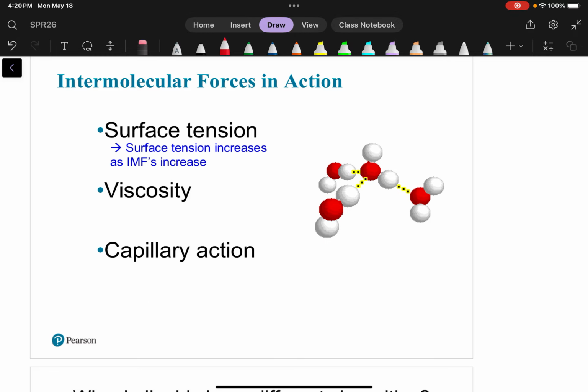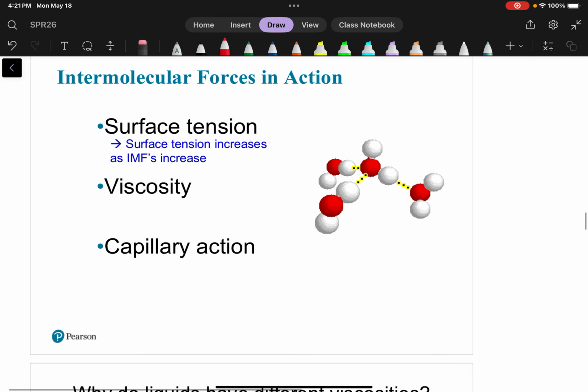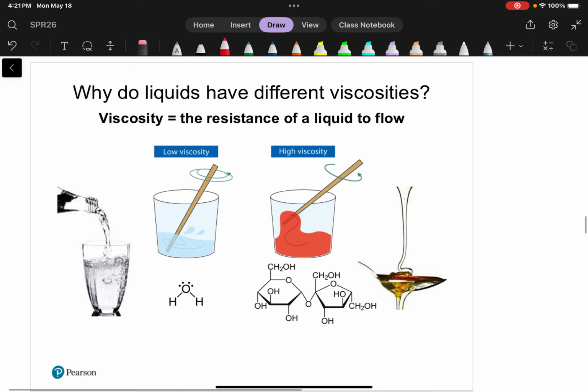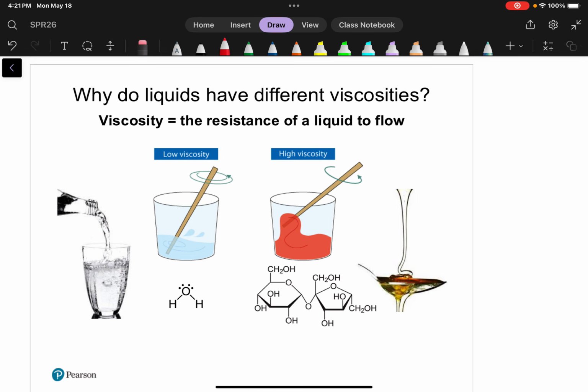Okay, so that's surface tension. Basically, surface tension is going to increase as intermolecular forces increase. And the next thing I want to talk about is viscosity, and then we'll get into capillary action. So the question for you is, why do liquids have different viscosities? This is a picture of honey, and over here, this is a picture of good old H2O.